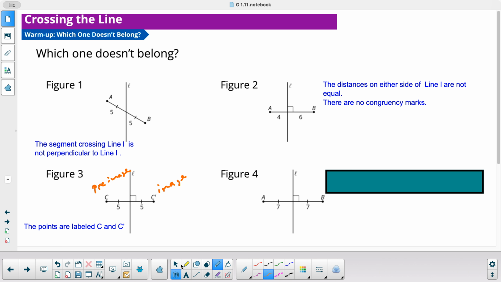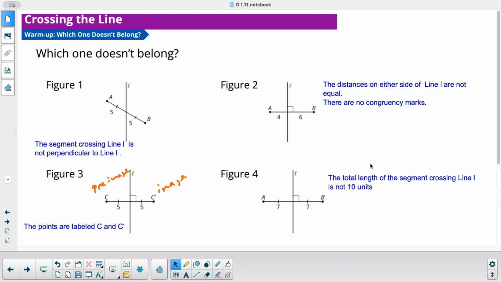And then if you chose figure 4, the total length of the segment crossing line L is not 10 units. Okay, so AB is 10, 5 plus 5. Segment C, C prime is 10 as well, but this one's 14. Okay, bunch of different reasons there.